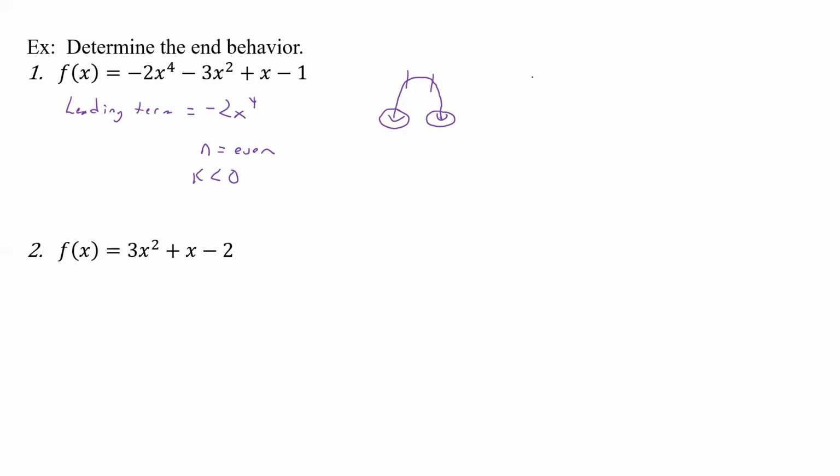Okay, so the end behavior is as x goes to negative infinity, f of x goes to negative infinity. Kind of a funny looking negative, but it's negative. And then as x goes to positive infinity, f of x also goes to negative infinity. So going to negative infinity both ways. All right.